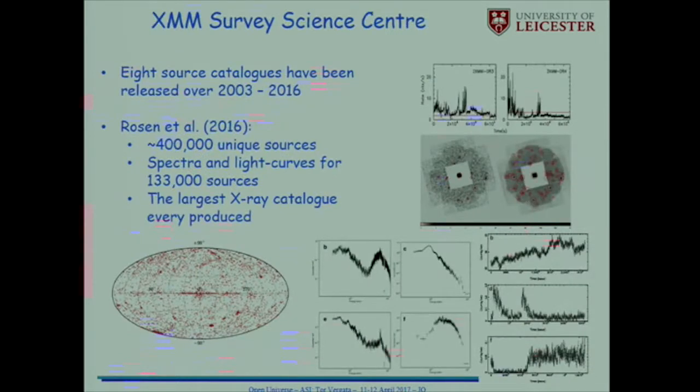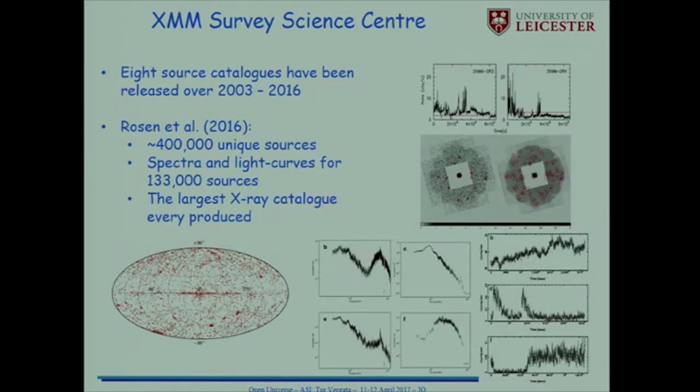So just to talk about the kinds of things that get prepared, here is a slide about the XMM Survey Science Center and the catalogs that have been produced. The Survey Science Center was led for over a decade by the University of Leicester. It's now moved, the leadership has now moved to Toulouse. Over the many years of XMM, eight catalogs have been produced with ever increasing numbers of sources, and higher levels of sophistication in the analysis of the data. The most recent was published by Simon Rosen and others in 2016, and it has about 400,000 unique sources.